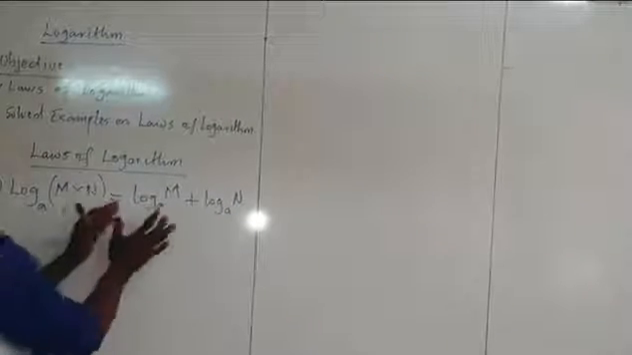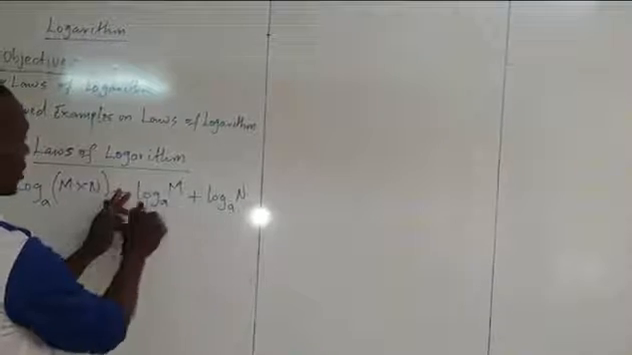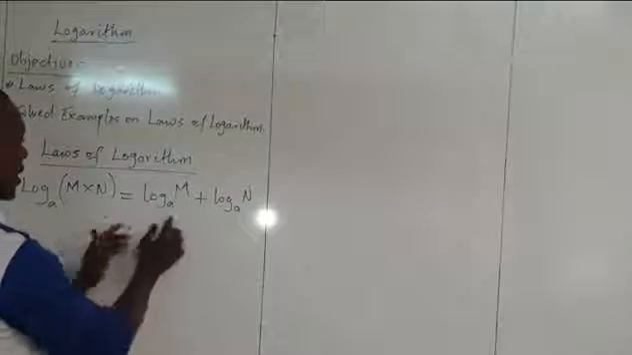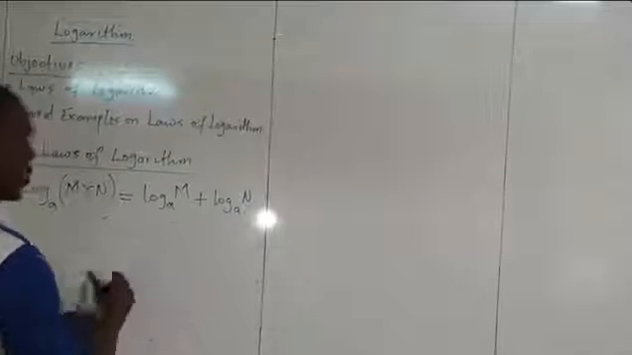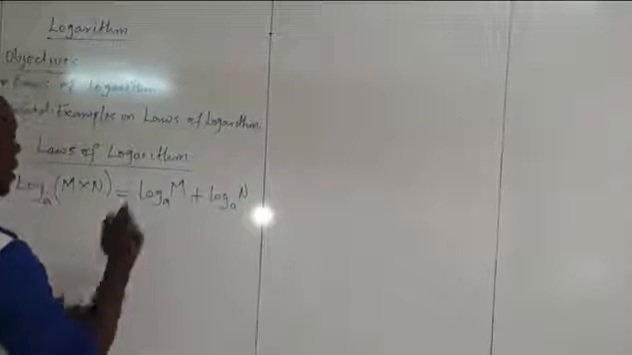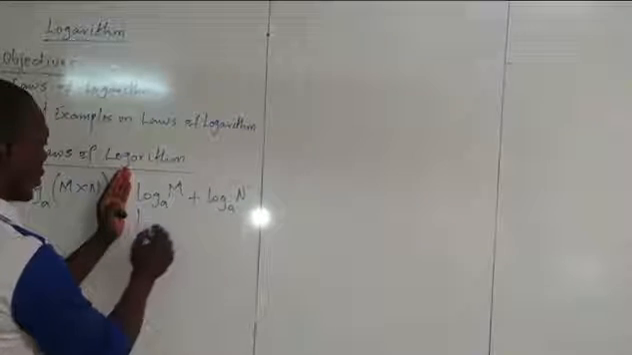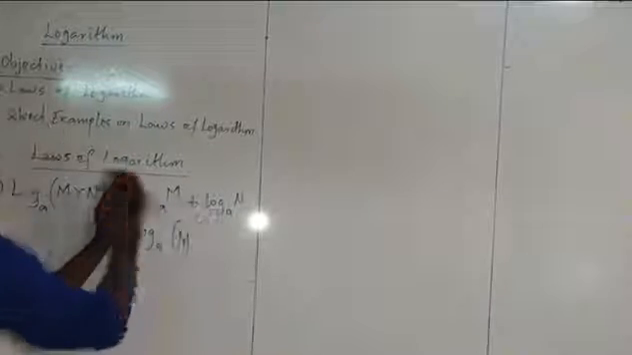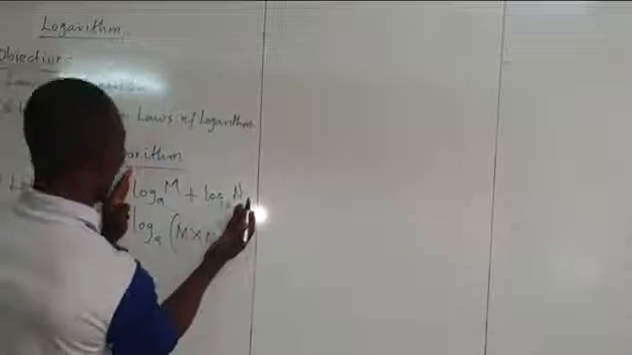The first thing to consider is the coefficient of the two logs. That is, the coefficient here is 1, the coefficient here is 1. Once that is satisfied, you consider the what? The base. Once you have the same coefficient of the log and the same base, you now take one out of these two, log base a. So we have log base a into m, addition we change to what? Multiplication by n, which means we move from addition to multiplication.